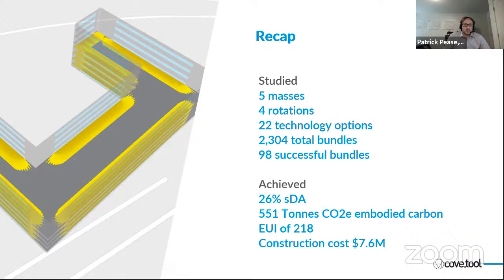We then picked 22 technology options and looked at all of those. That was over 2,000 different bundles of options, of which 98 were successful. And by successful, I mean that they saved energy or they saved cost. And from that, we picked our optimized solution, which got us an SDA of 26%, which is pretty good for a hospital with really deep floor plates. That's really what makes SDA a struggle for a hospital project. We reduced our embodied carbon below 600. Our EUI is 218, and our construction costs are at 7.6. We really didn't change that number at all.